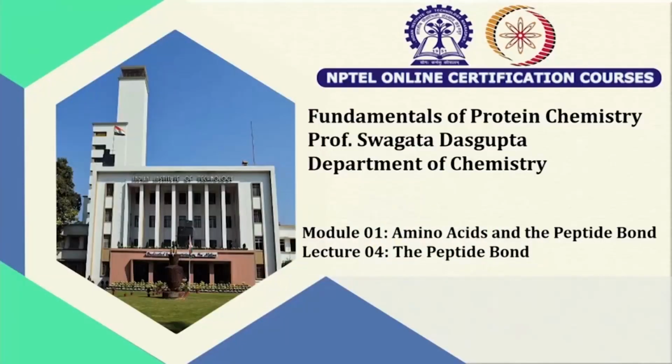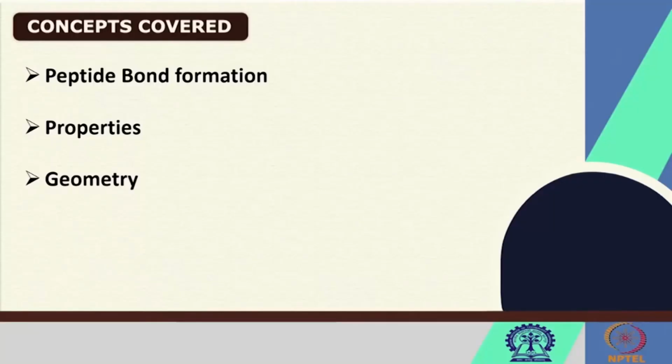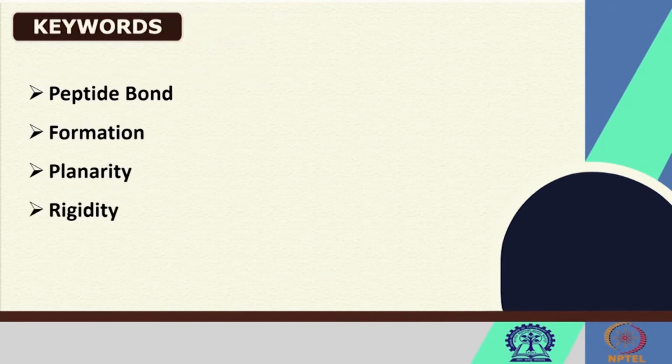Last lecture of module 1, we will be talking about peptide bonds. Now, what these peptide bonds do, their characteristics, their specific geometry, and how they are extremely important in holding the amino acids together, the basic framework of what proteins are. So, what we are going to look at is peptide bond formation, their properties, their overall geometry. And the keywords for this lecture would be peptide bond, the formation, the planarity and the rigidity.